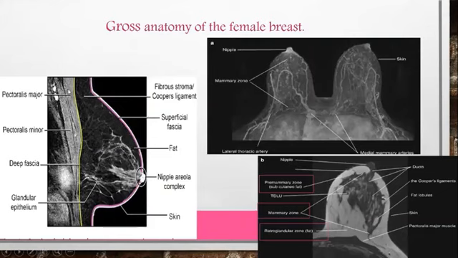Also, we can appreciate here the pectoralis major and minor muscles, as well as the deep fascia of the pectoralis muscles. And here, this is the superficial layer of the superficial fascia covering the breast, abutting the skin, sparing the nipple area. Okay.